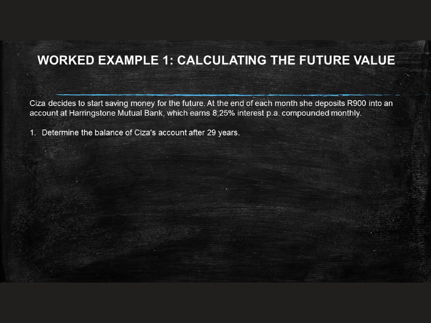Example 1, calculating a future value. Caesar decides to start saving money for the future. At the end of each month, she deposits 900 Rand into an account at the bank, which earns 8.25% compounded monthly. Determine the balance in her account.